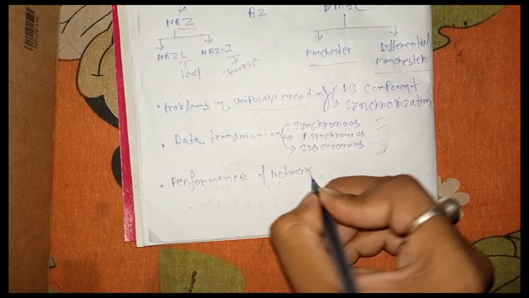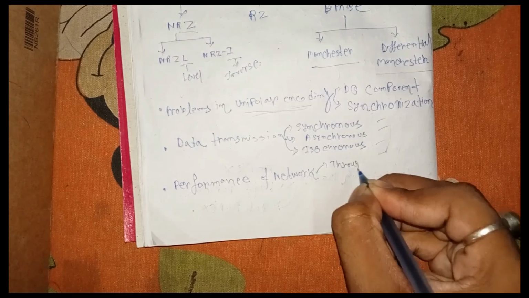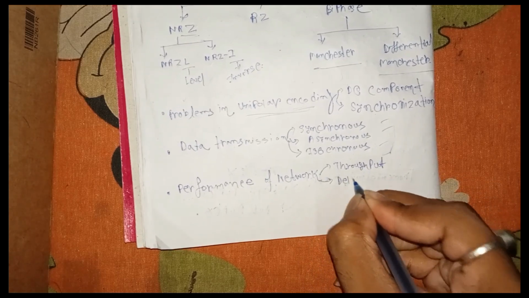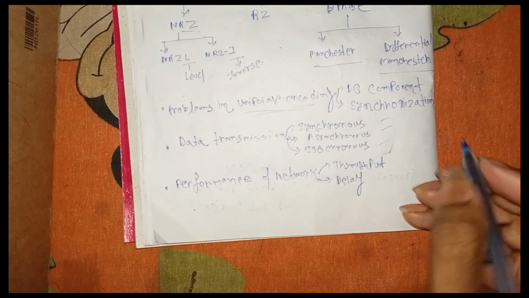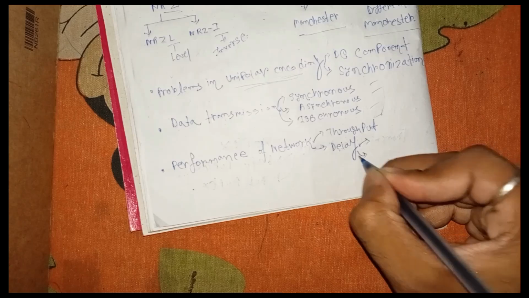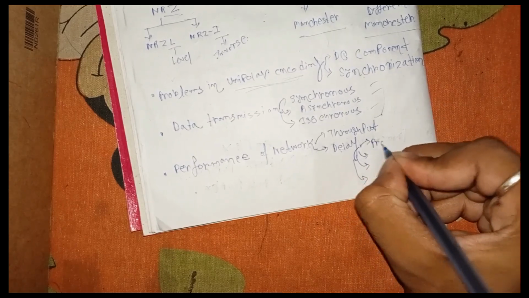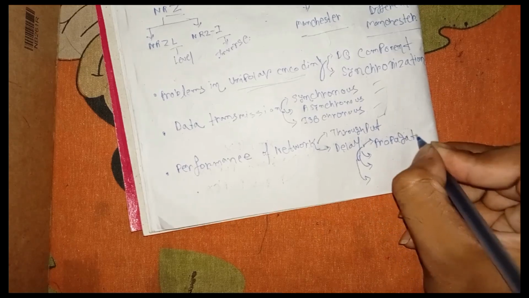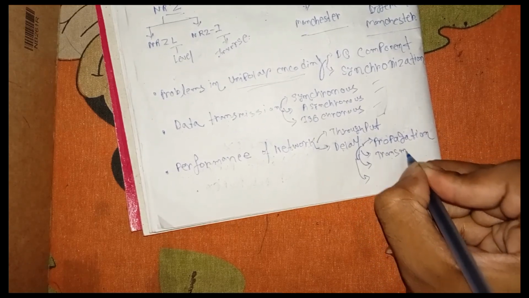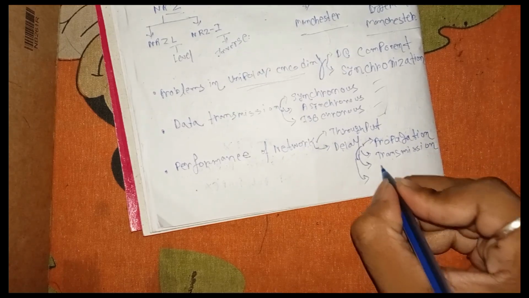In the performance of a network we have concepts like throughput. We have delay. In computer network we have various types of delay, and they can be asked in the examination. Some numericals can also be asked, like propagation delay, transmission delay, queuing delay, and processing delay.